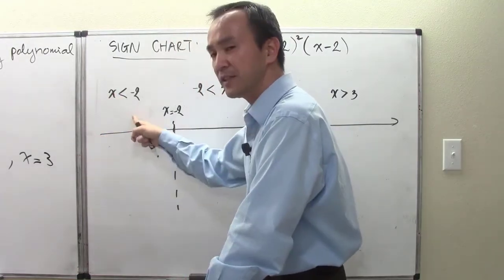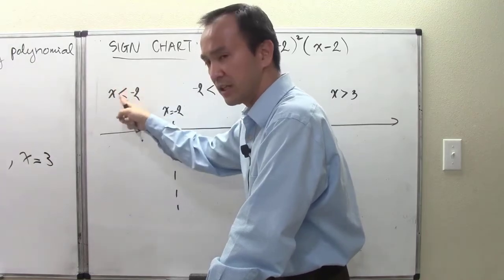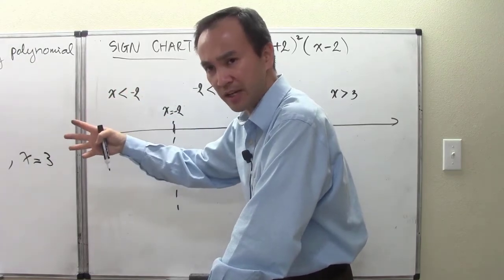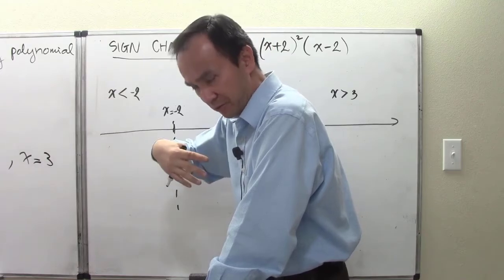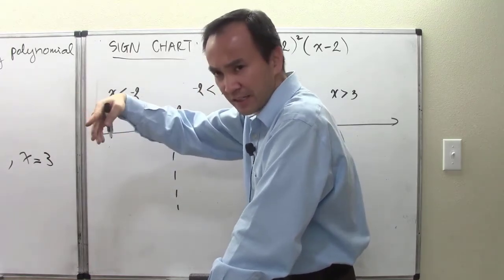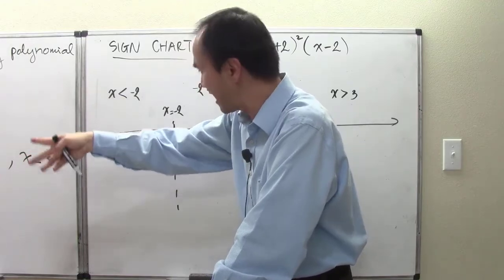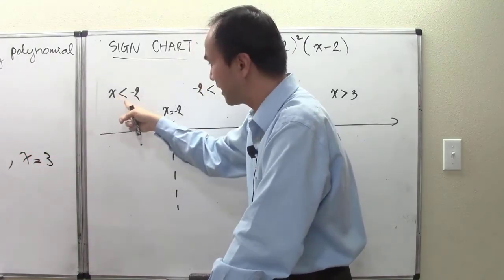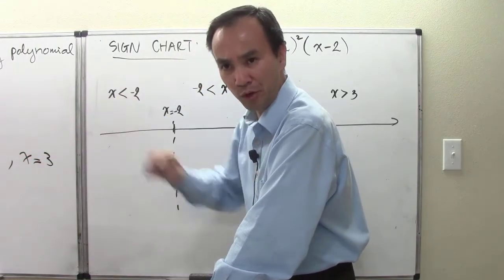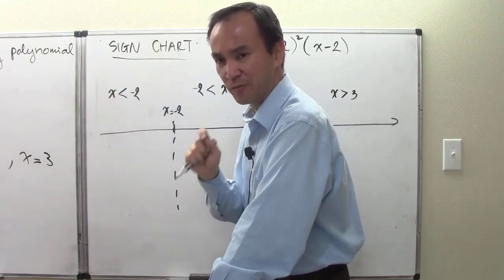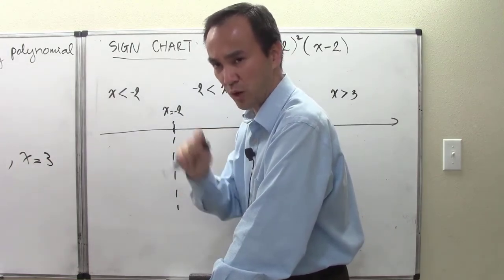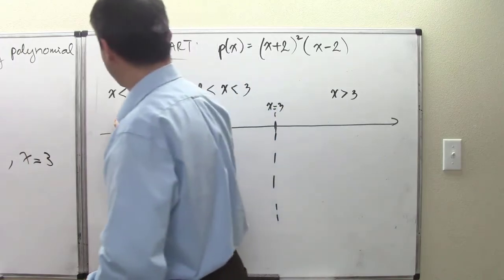In this first interval, since it reads x less than negative 2, let's pick a value, let's say negative 3. You can pick negative 4, negative 2.5 if you love decimals, or negative 5. Any of those x values less than negative 2 will work, and will give the same exact result as what I have up here. So I picked negative 3.